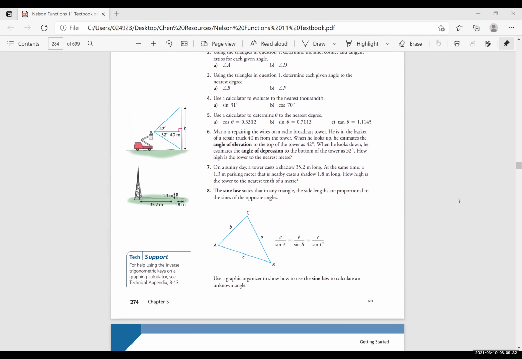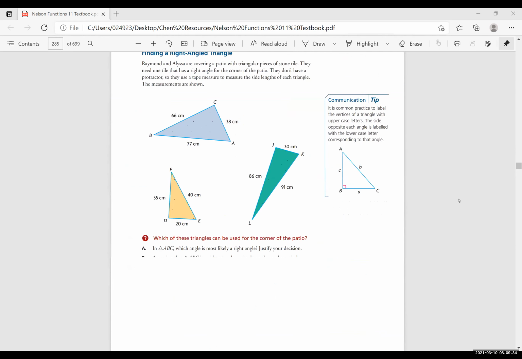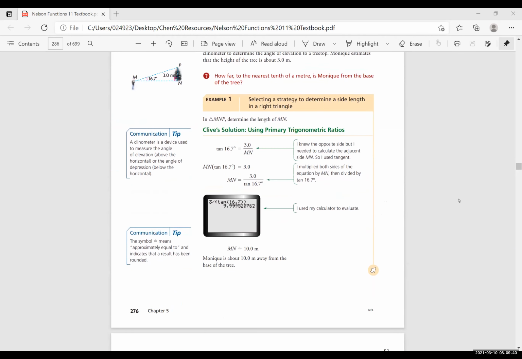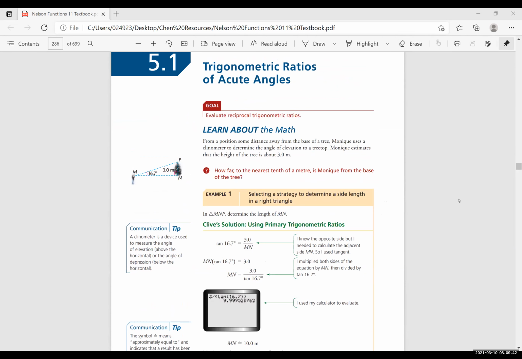So I'm going to refresh us. Also, we are going to hopefully talk about 5.1, which again is found on page 276. And hopefully these examples might assist you.